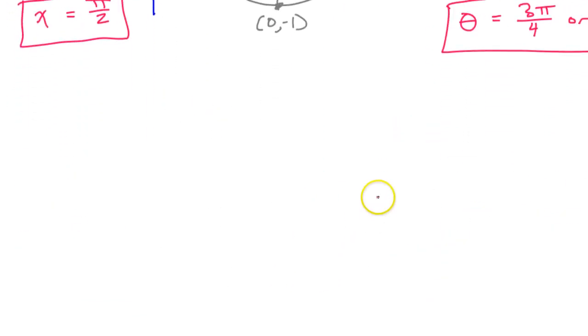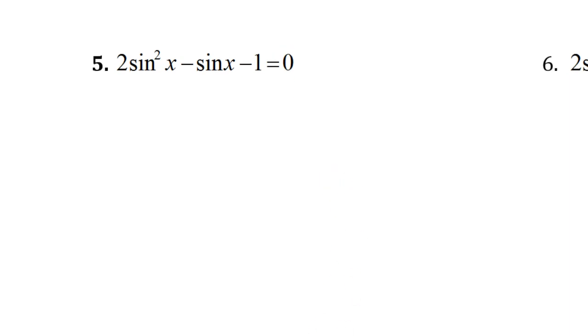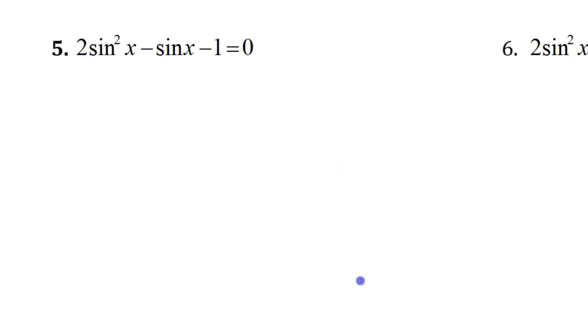Okay, let's do one more problem on this video. So take a look at problem number 5. Okay, we already have 0 on one side, and it's already in descending exponential order. So we can go straight to the part where we begin to factor.